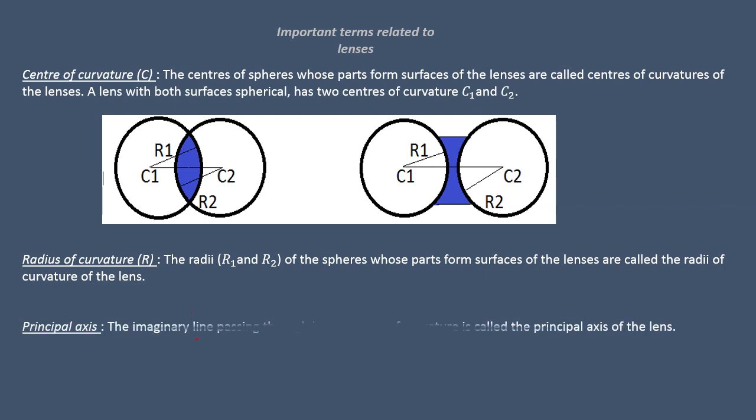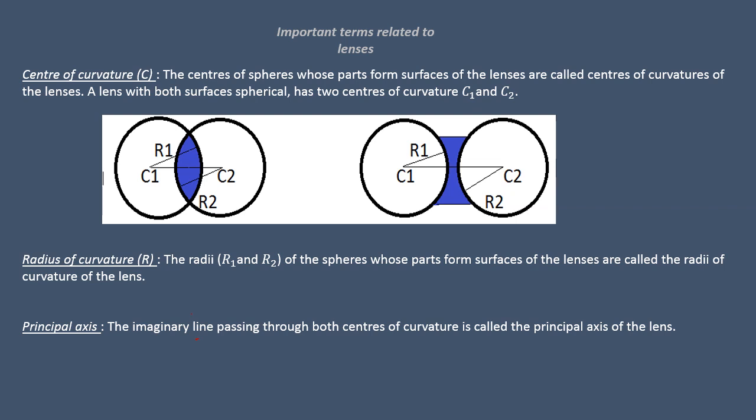Let's see the next point, that is the principal axis. Now what is the principal axis? If you remember, in a mirror, the line that passes through the center of curvature and the pole is what is called the principal axis.